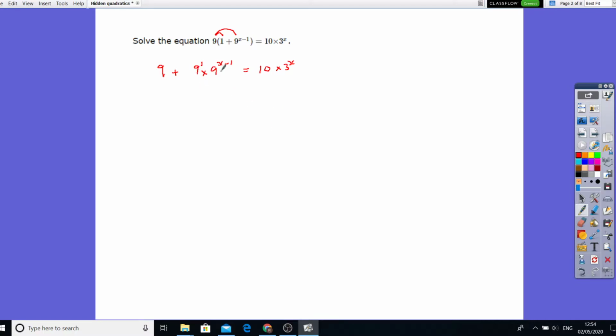Now, remember when the base is the same, what we do is we add the powers. So now I'm going to add these powers. So I've got x minus 1, add 1, it's just going to give me x. Okay, the minus 1 plus 1 is going to cancel each other. So you're just going to end up with 9 plus 9 to the power x equals 10 times 3 to the power x.